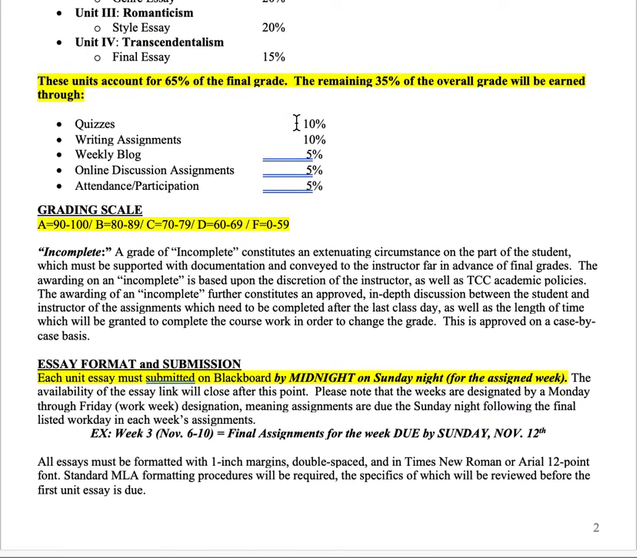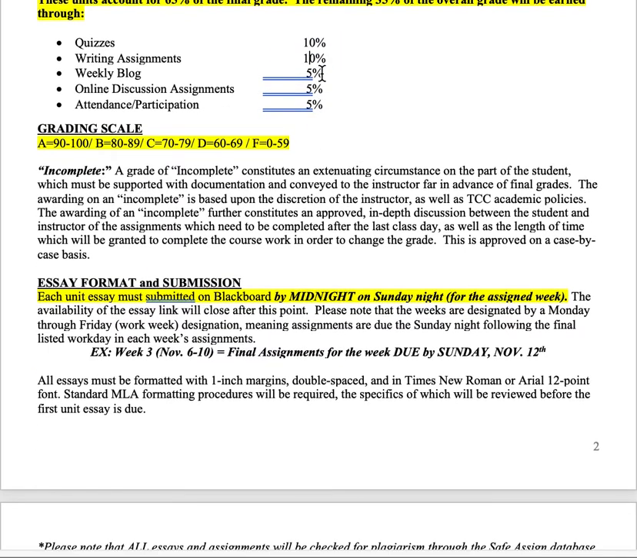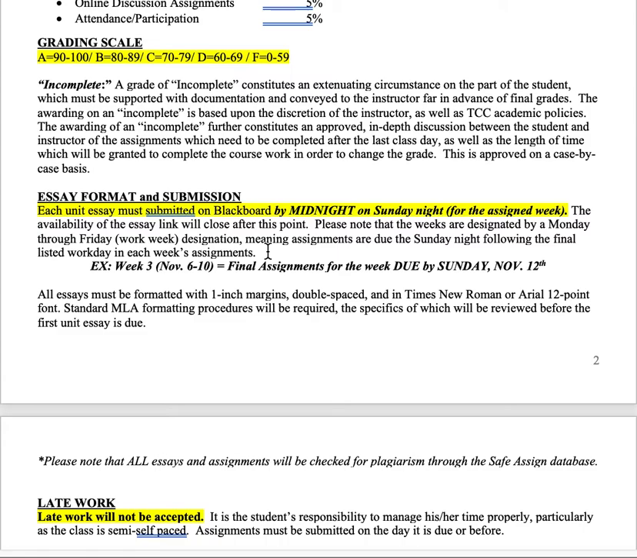The remaining 35% comes from your quizzes, which are 10%, major writing assignments, which are 10%. You have a blog usually each week, that's 5% total, and online discussion boards, those are 5% total, and then attendance or participation is 5%. So the grading scale is there.